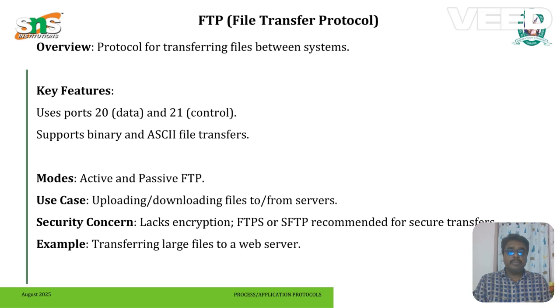The second protocol is File Transfer Protocol. This helps us to transfer files between systems. Normally the default ports used are 20 and 21, and it supports both binary and ASCII transfers. It uses either active or passive FTP. What it performs is either downloading or uploading files, and it also lacks encryption, which is one of the main drawbacks considered. So FTPS, or secure FTP, is recommended for more secure transfer than a simple FTP.